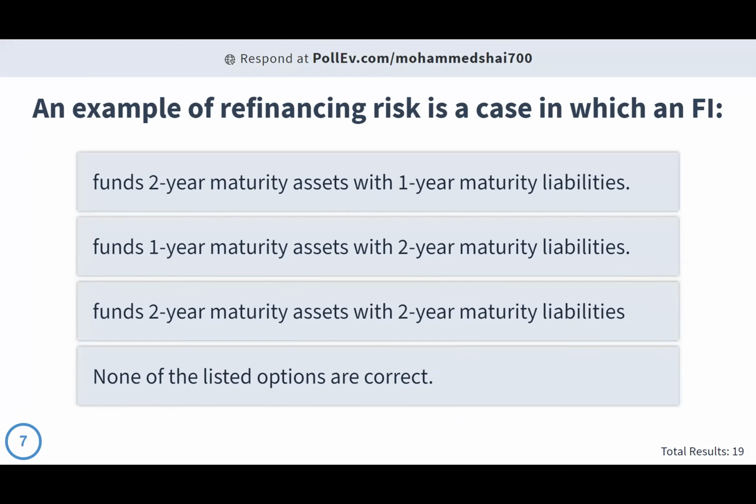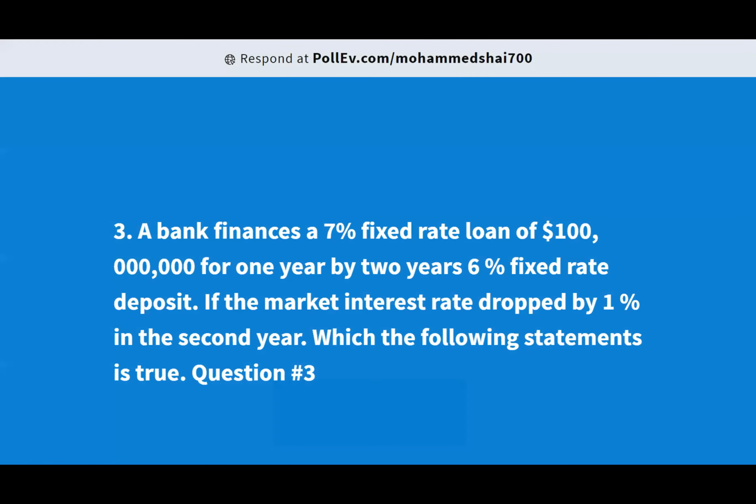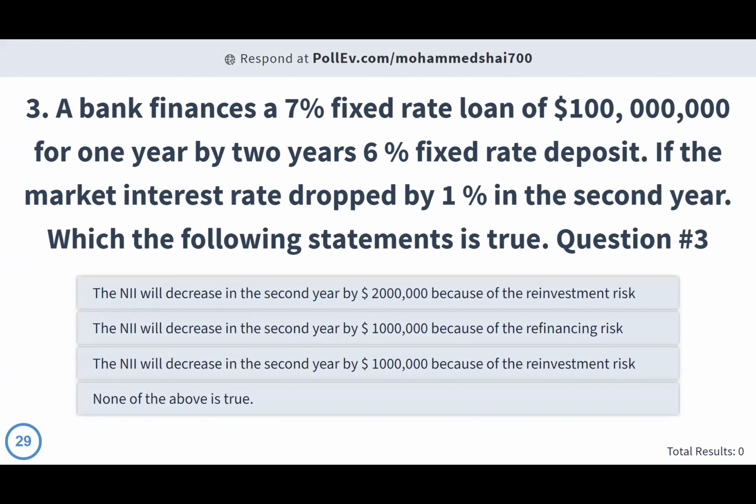Example of refinancing risk, which we just talked about. The maturity of the assets is higher than the maturity of the liabilities. As you can see, when you finance a 2-year maturity asset with a 1-year maturity liability, when the year ends, the liability holders want their money, but their money is locked up in the assets. So in this case, you have to find somebody to finance you. If the interest rate goes up, you have a problem. This is why we say it's a refinancing risk. This is almost the same.